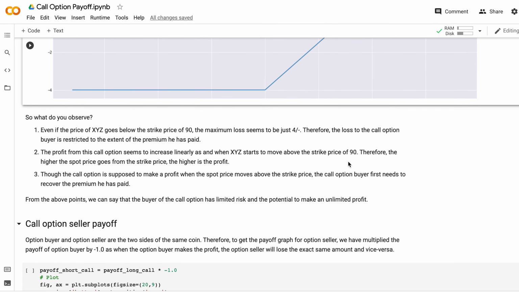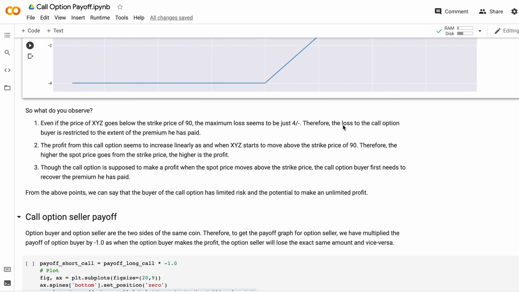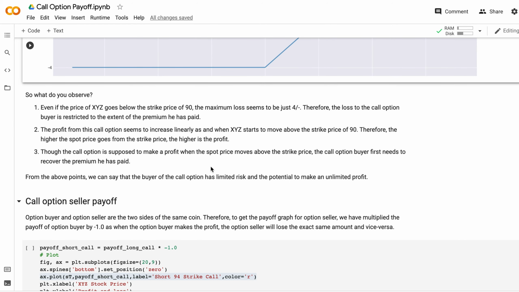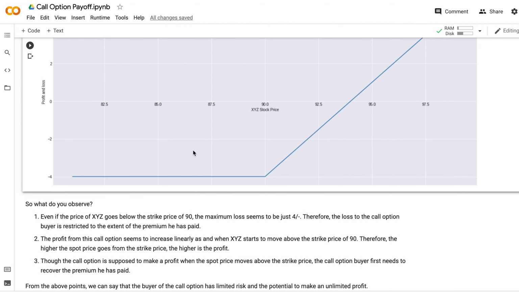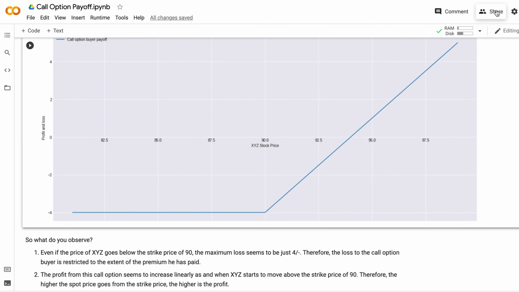Okay. So though the call option is supposed to make a profit when the spot price moves above the strike price, the call option buyer first needs to recover the premium he has paid. So this is the recovery period, right? From the strike price to the break even. That's the recovery period. So from the above points, we can say that the buyer of the call option has limited risk and the potential to make an unlimited profit, right? That's the limited risk. No matter how far the price falls, we still pay the same amount, and that is the premium amount. The unlimited profit is if the stock price goes to infinity, right?